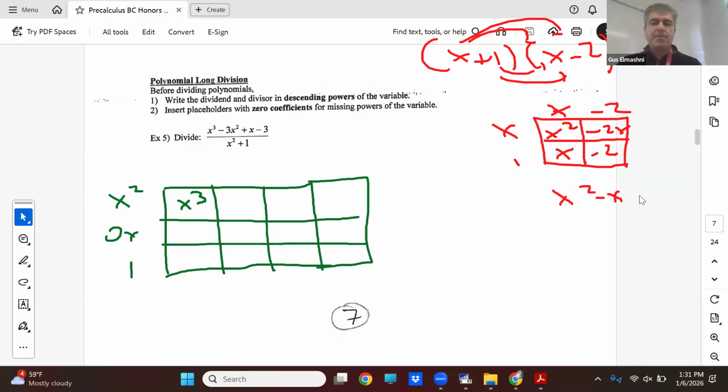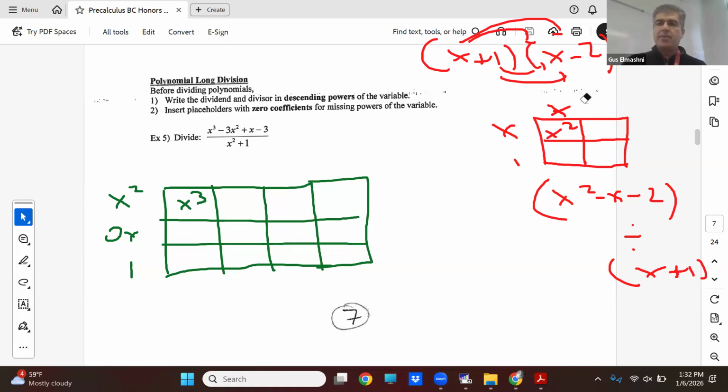Well, what if I did this in reverse? What if I said, hey, I want to do this divided by x plus 1? Well, of course, the answer is x minus 2. Because wasn't x plus 1 times x minus 2 equal to that giant polynomial, the trinomial, right? So if I divided x squared minus x minus 2 by x plus 1, wouldn't I get back to x minus 2? I should. So if I do this in reverse, yes, exactly. That's what I'm trying to do here.